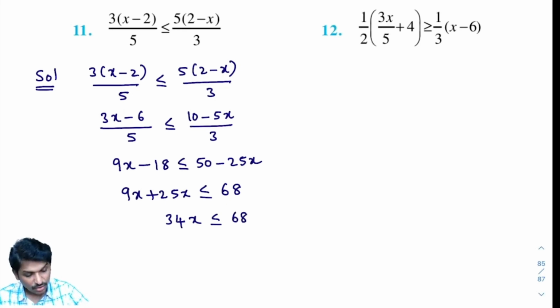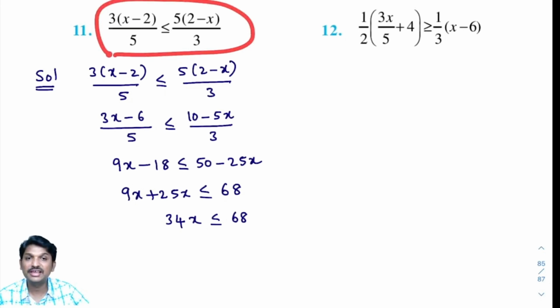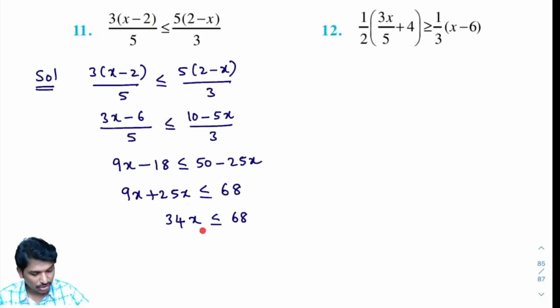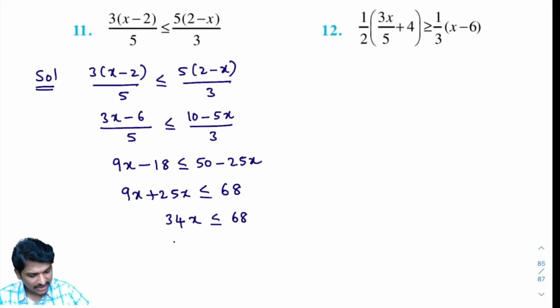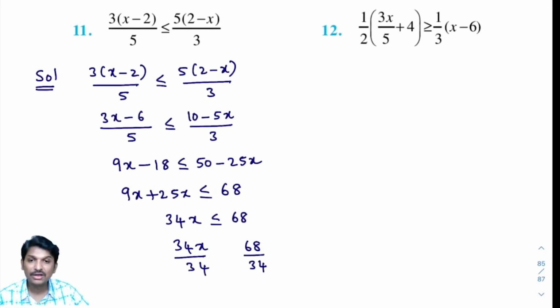Now what am I trying for? I am solving for x values. I am looking for what real x value satisfies this condition. In the left hand side I want only x. So for this inequality, you divide with 34 on both sides. 34 is a positive real number. For an inequality, if you multiply or divide with a positive real number, the inequality sign remains the same. That means the less than or equal to remains less than or equal to.